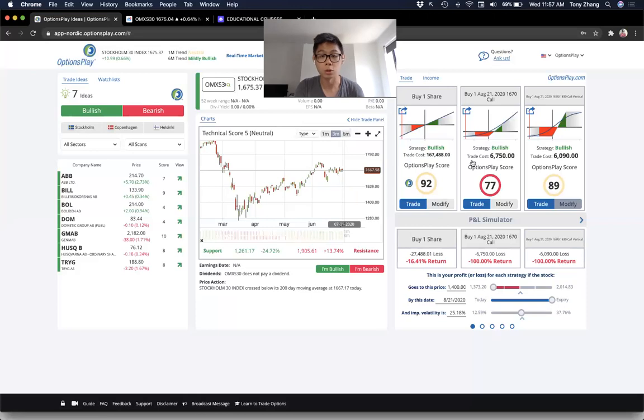This is part of why we don't like to speculate using strategies that have symmetrical risk, because you are typically putting on quite a bit of risk.